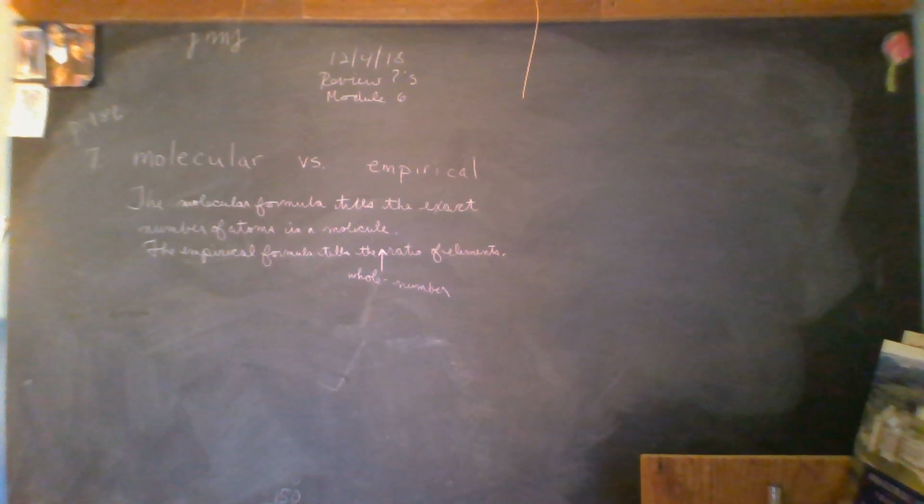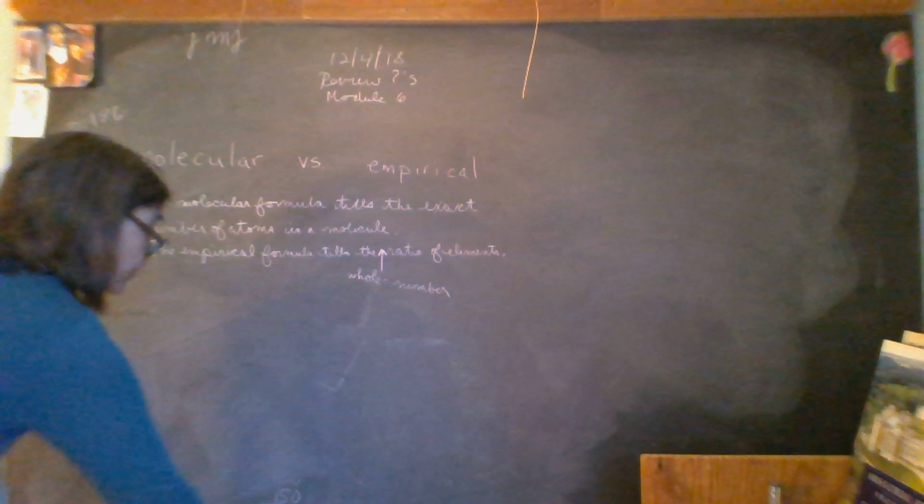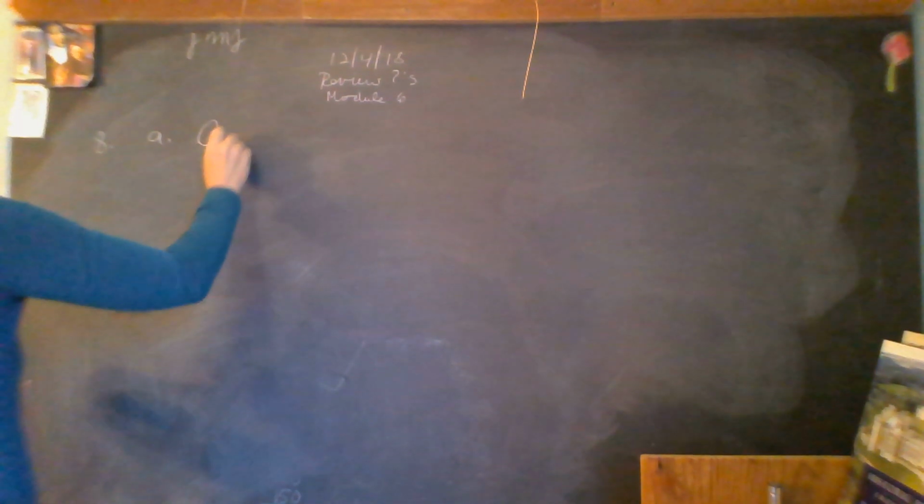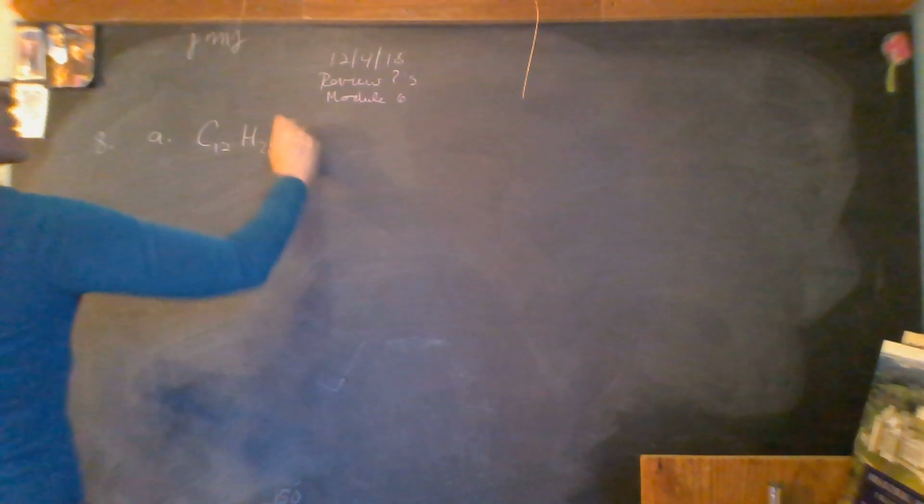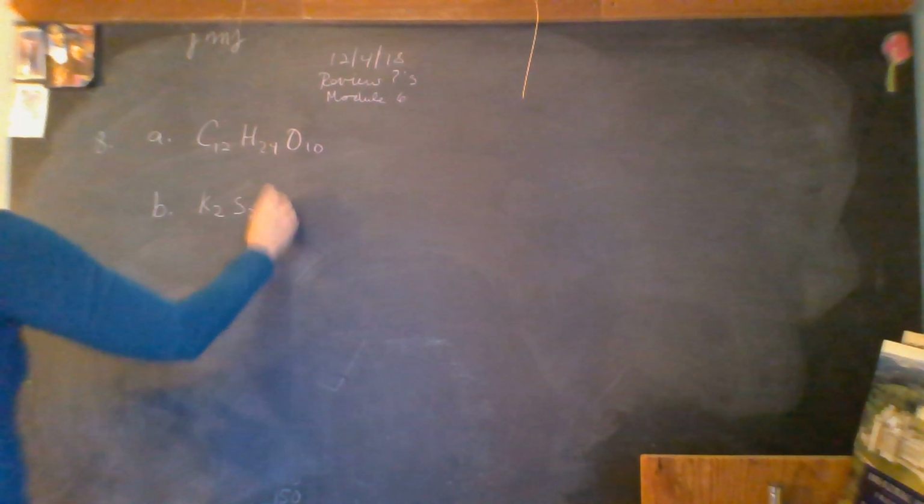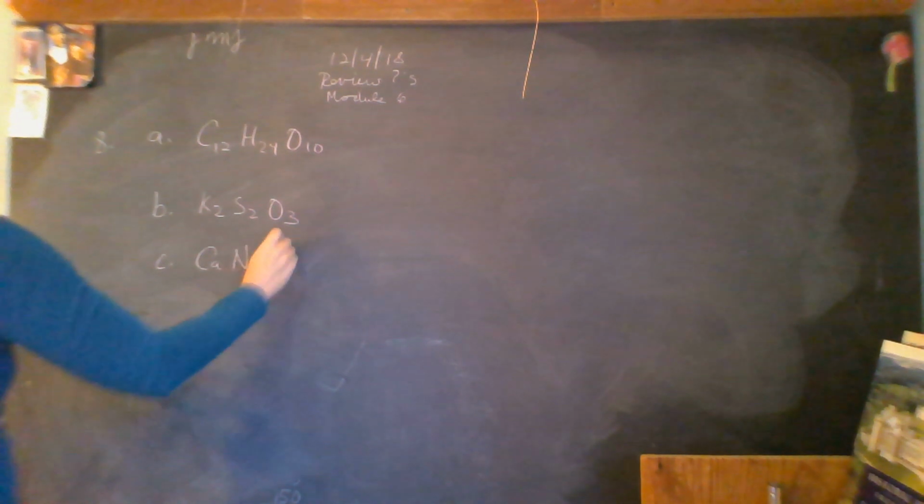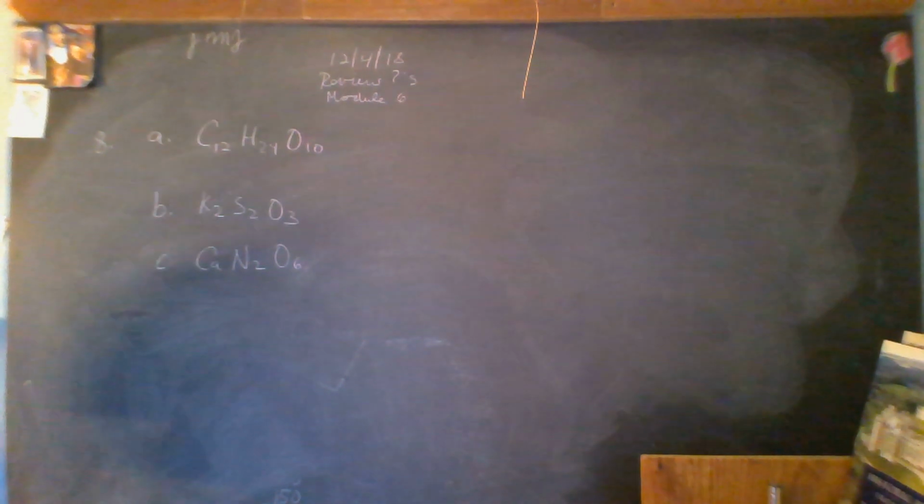Okay, you ready for number 8? Number 8, which of the following are empirical formulas? Why don't you read them to me? I already figured them out. I bet you did. That's okay, I'm recording. I'll go back. Okay, 8A: C12H24O10. B: K2S2O3. And C: CaN2O6. All right, so it's A and B.